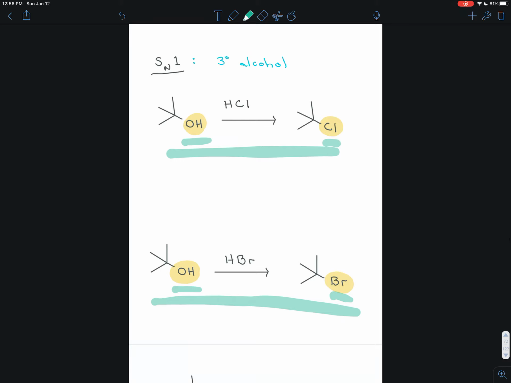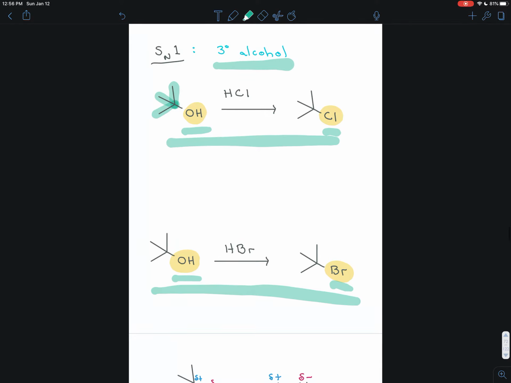And you'll know to add those specific reagents because the OH that you want to replace will be on a carbon that's bonded to 3 other carbons. In other words, it will be a tertiary alcohol. That carbon that has the OH on it is bonded to 1, 2, 3 other carbons.